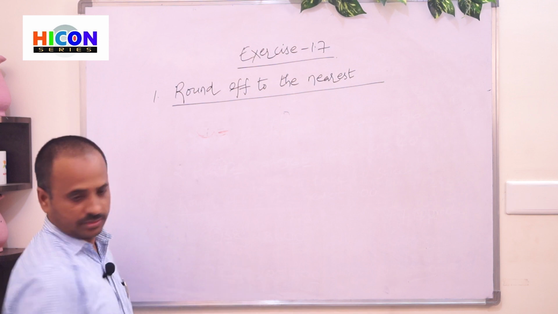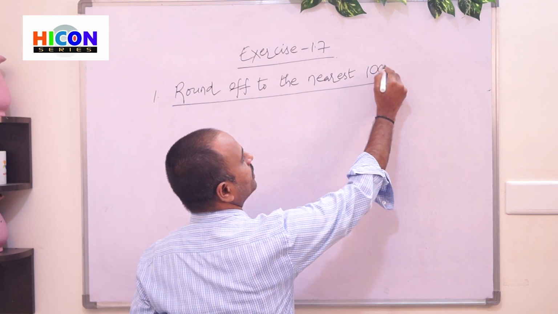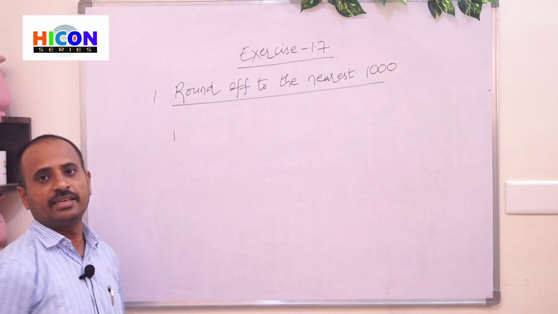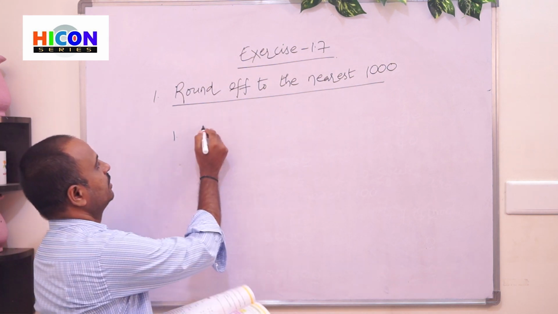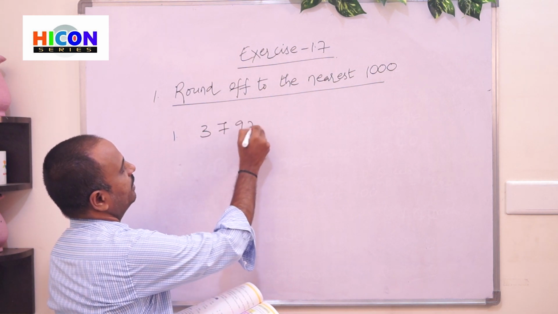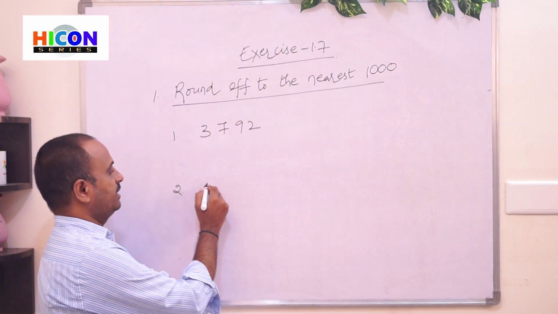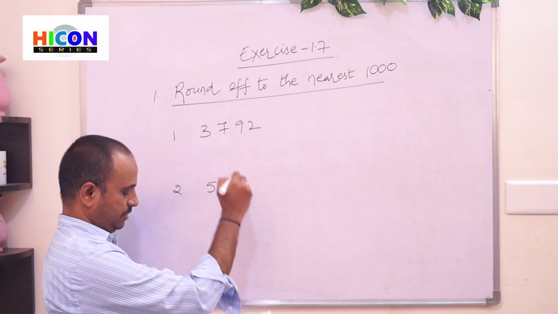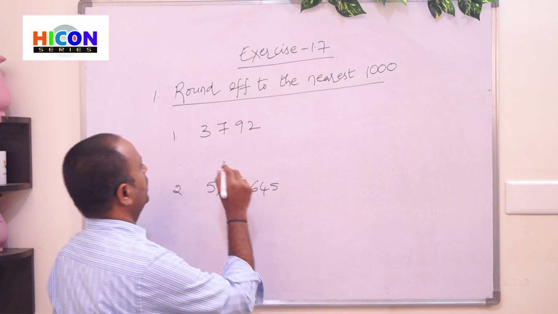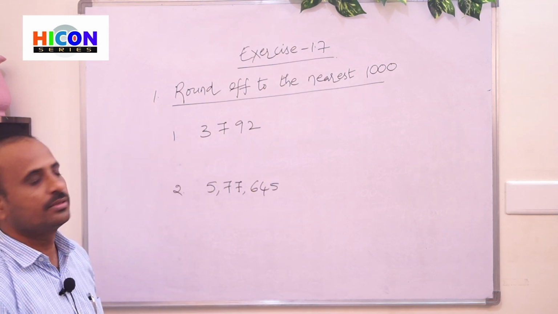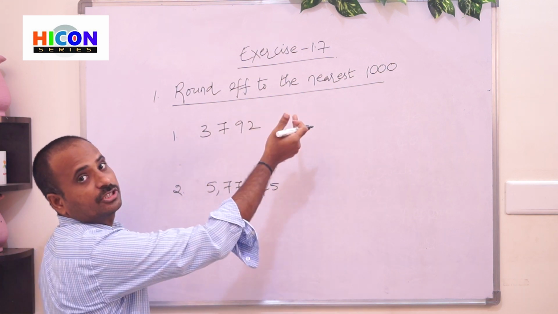So children, see some problems on rounding off to the nearest 1000. Let us practice some problems. Rounding off to the nearest thousands. The first one is 3,792 and take another problem, and that is 5,77,645. So children, I have taken 2 problems in this section. So let us do how to round off the given number to the nearest thousands.